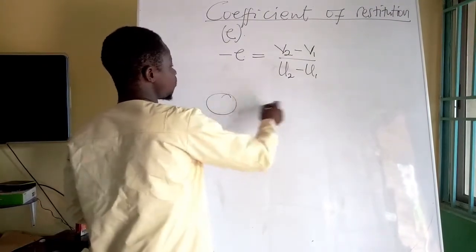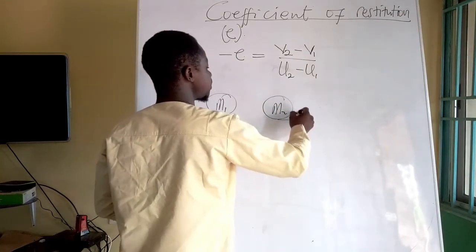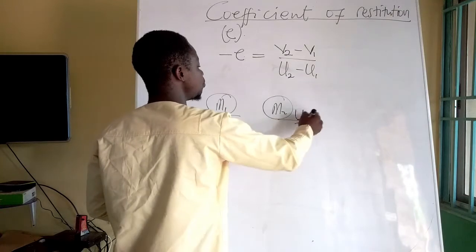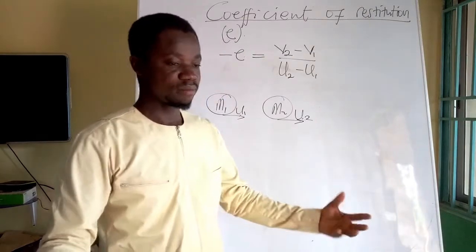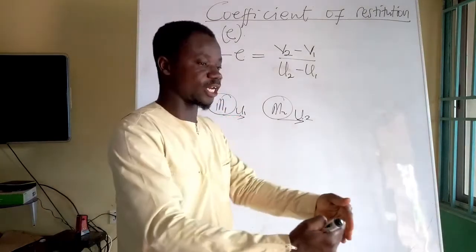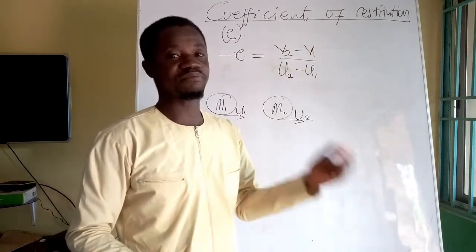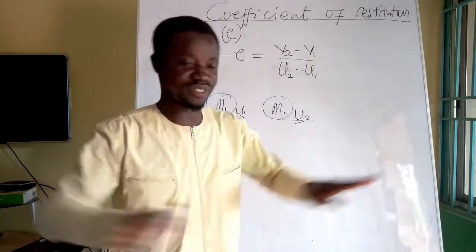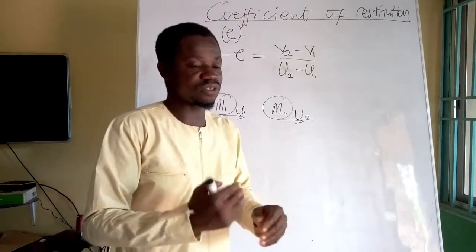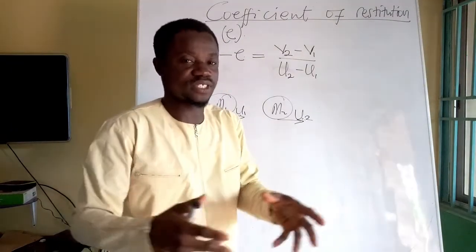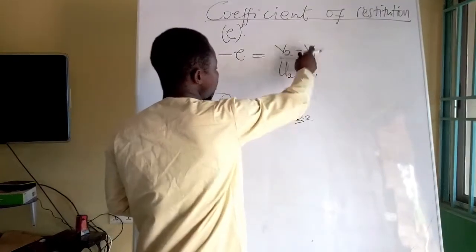For a system of colliding bodies, M1 and M2, moving with velocities U1 and U2, that engage in collision. Before they collide, they approach each other, because if they don't approach each other, or one of them doesn't bump into the other, there can be no collision. If two bodies move separately in their own ways, they won't collide. So when we say the velocity of separation, we are talking about their final velocities, the difference in their final velocities. So this is before.